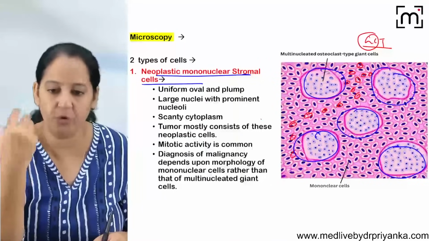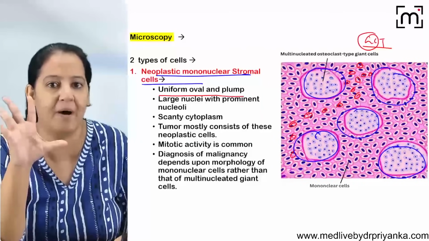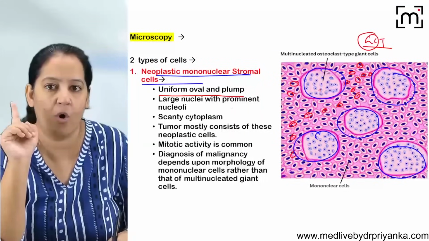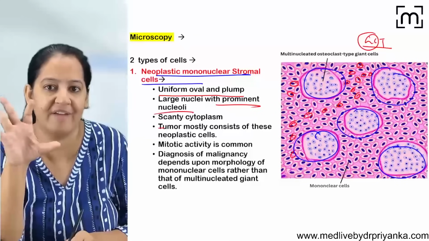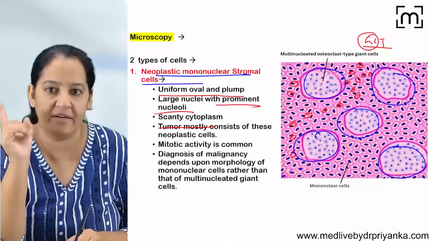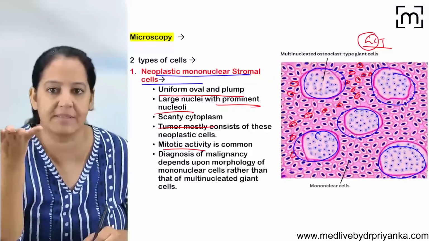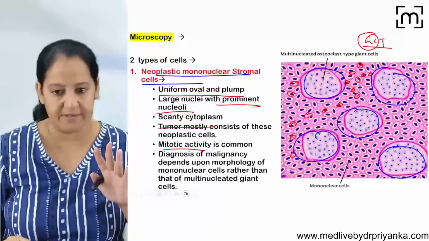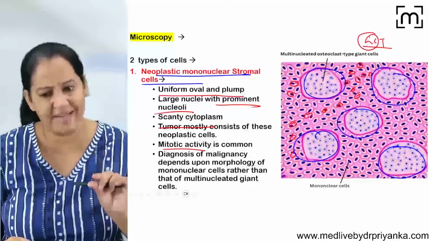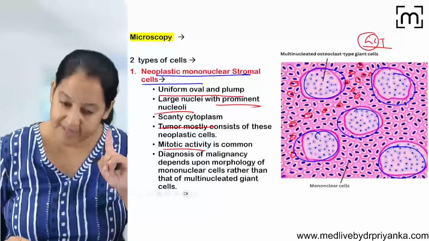So can you describe the mononuclear cells first? Can you see they all are very uniform. They are oval. They are plump. They all are same looking. They all have prominent nucleoli. They have scanty cytoplasm and they have mitotic activity also. You can see some of them showing mitosis. So that is the mononuclear cell. They are uniform, no pleomorphism. They are plump, have scanty cytoplasm and mitotic activity. So those are stromal cells.